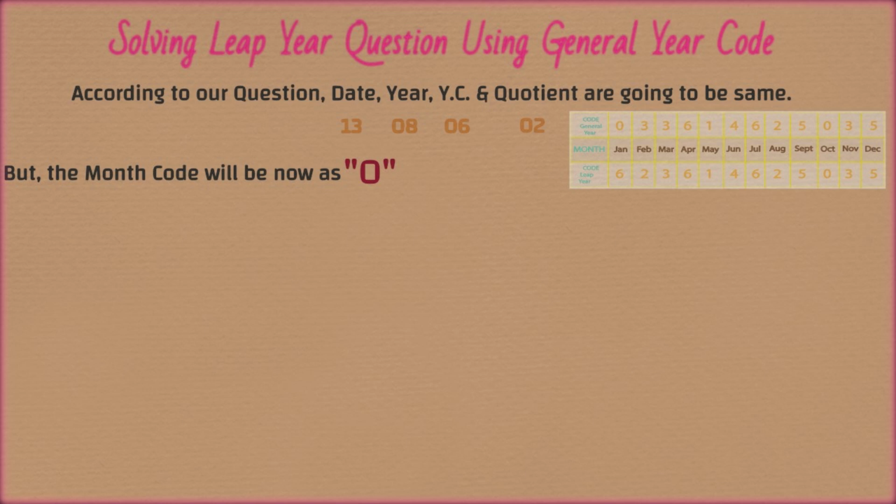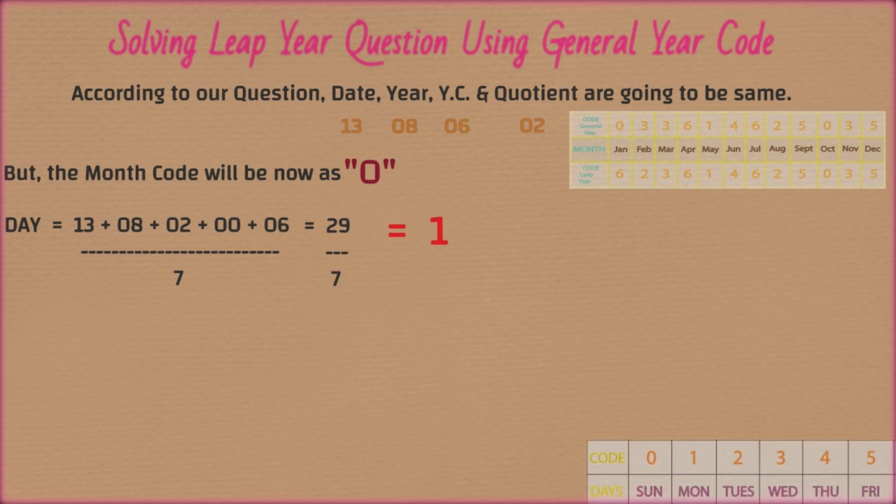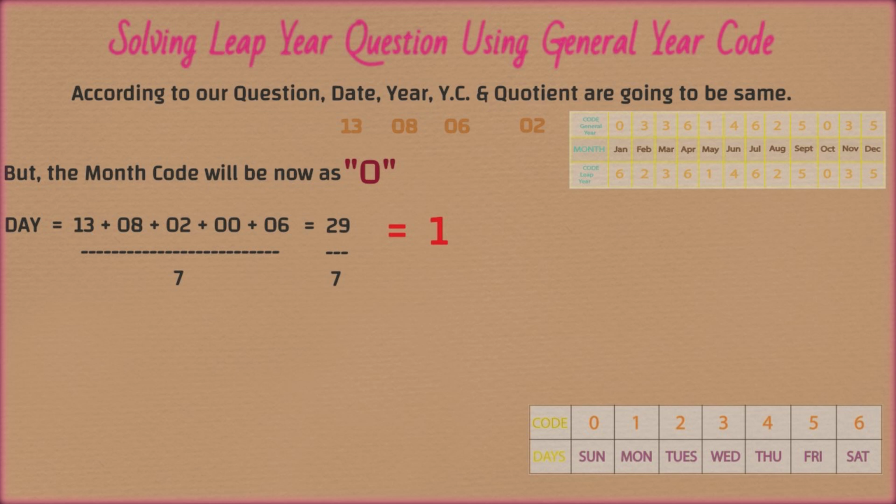So now, when we substitute these values in the formula, we get 13 plus 8 plus 2 plus 0 plus 6 divided by 7, which is equal to 29 by 7, and this time we get the remainder as 1. And when we check the code for the days, 1 is associated with Monday. But this is not matching with the correct answer. Instead, we are getting one additional day in this process.